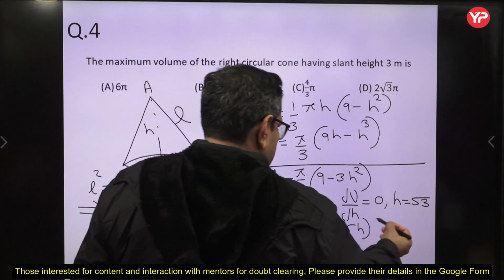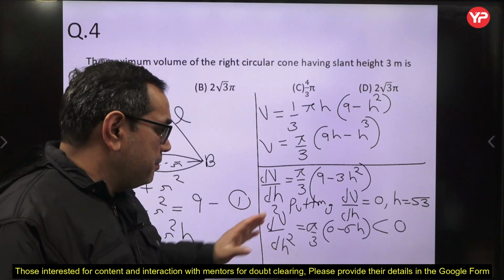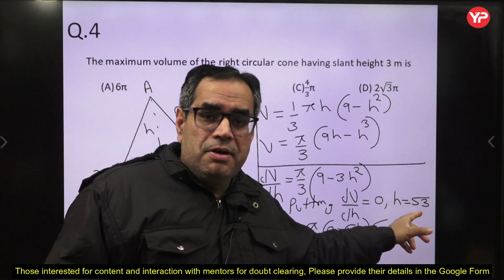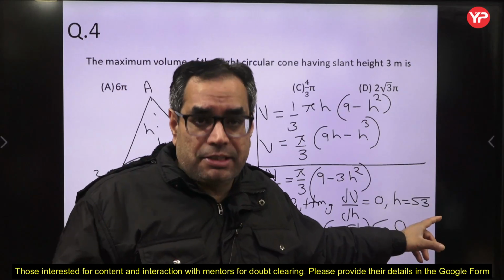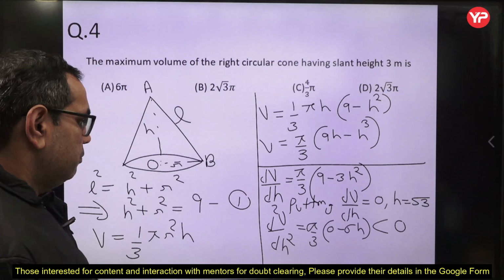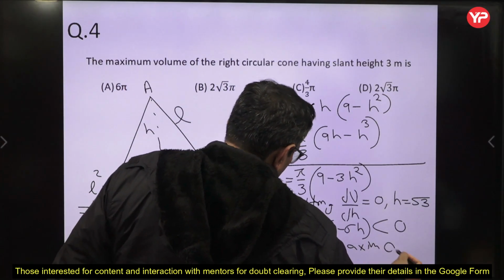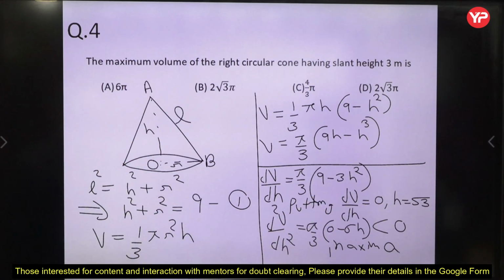So we see that this is negative. Since the second derivative is negative, it means this is a point of maxima. So there will be maximum volume at h equal to root 3. So we get the maxima point. Clear to all? So now we can compute the volume.